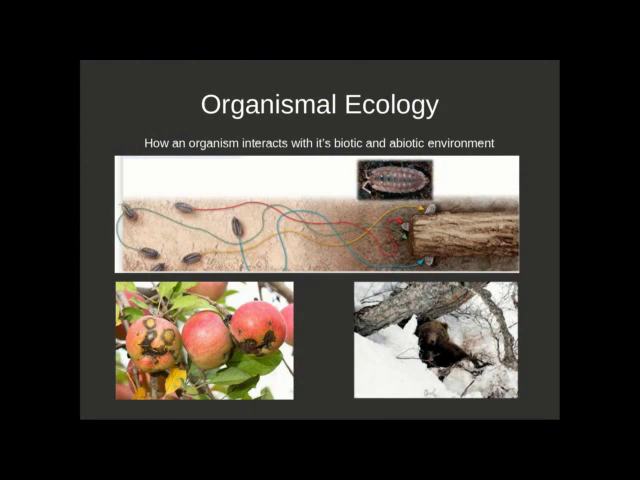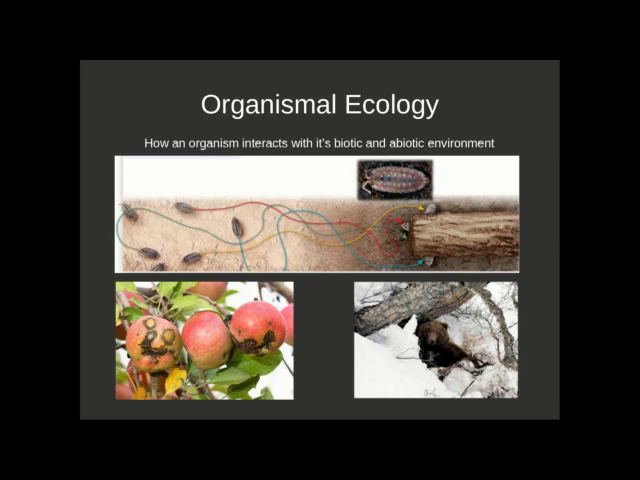We'll start out looking at organismal ecology. So just kind of go through this hierarchy of complexity and kind of look at the sorts of questions that happen. So organismal ecology is how an individual organism interacts with its biotic and abiotic environment. Pretty simple. I mean, it's complicated, but this is as simple as ecology gets.